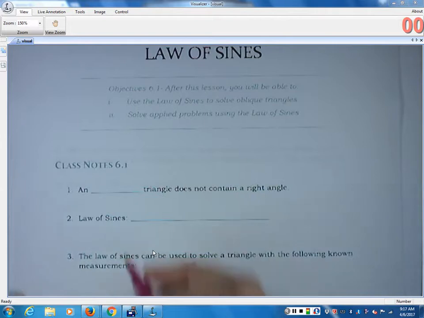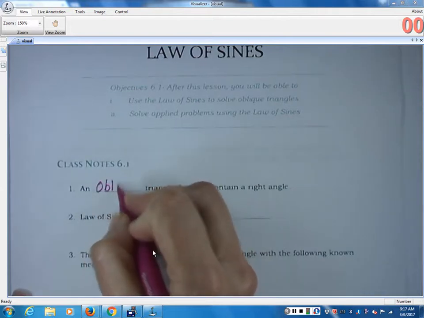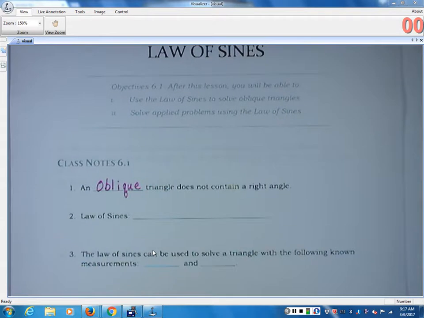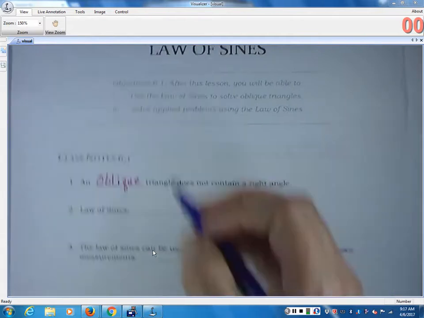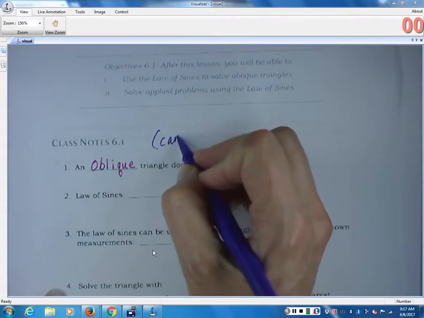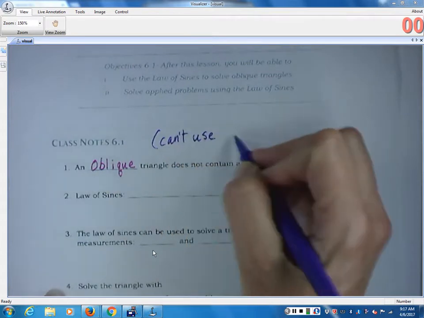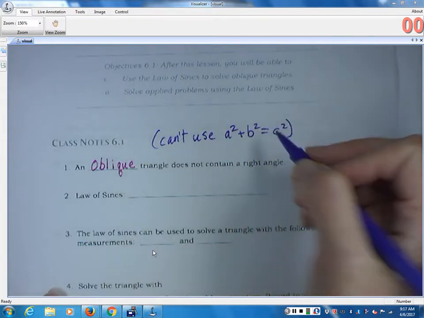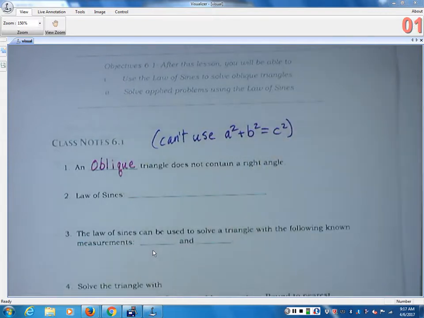So this is an oblique. You need to know the definitions. An oblique triangle does not contain a right angle. So I'll make a note here. Can't use a squared plus b squared equals c squared, the Pythagorean theorem. You can't use that in this section. So that's probably going to be a common mistake, right? Using that.